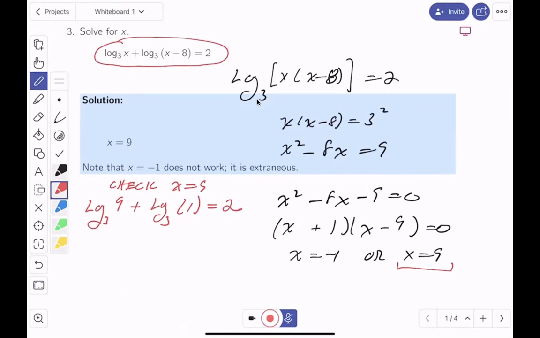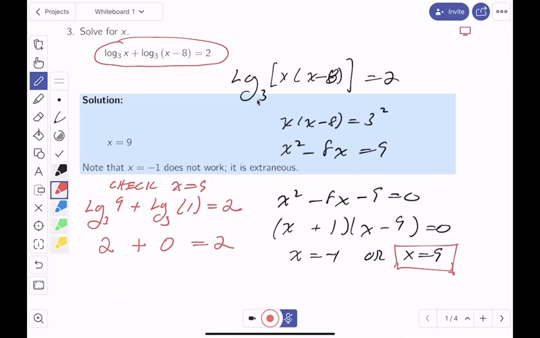All right, so I'm going to look at them one at a time. Log base 3 of 9, well, 3 raised to the 2 would give you 9, so that works. And plus, 3 raised to what power would give you 1 would be 0. And that, of course, is true. So this works beautifully.